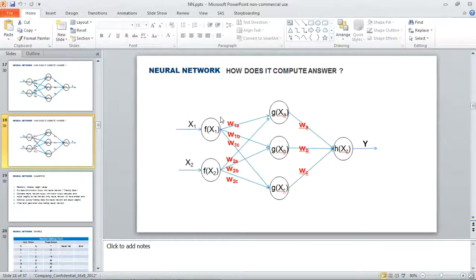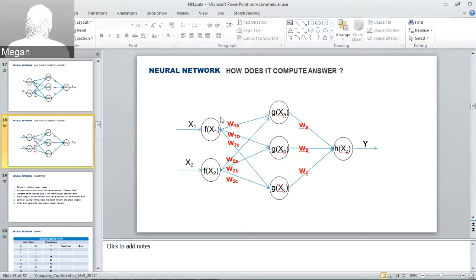Okay. Go ahead. I'm going to go through the thought process so I know the difference.